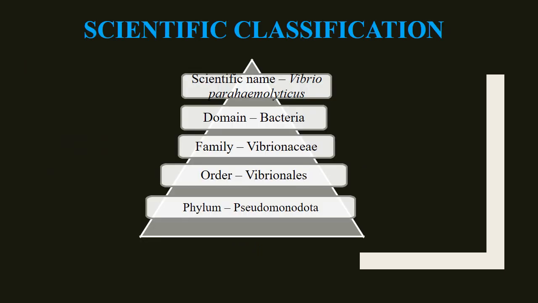Next, the scientific classification of Vibrio parahaemolyticus. The scientific name Vibrio parahaemolyticus and the domain bacteria. It belongs to the family Vibrionaceae, order Vibrionales and the phylum Proteobacteria.